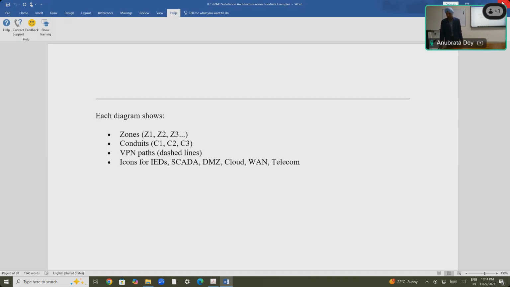DMZ, yes. You are using the jump host. So it all depends on how much security you want to provide. Jump host and bastion host, we will talk about those. Actually, next we will talk about that. Any other questions before I move on?